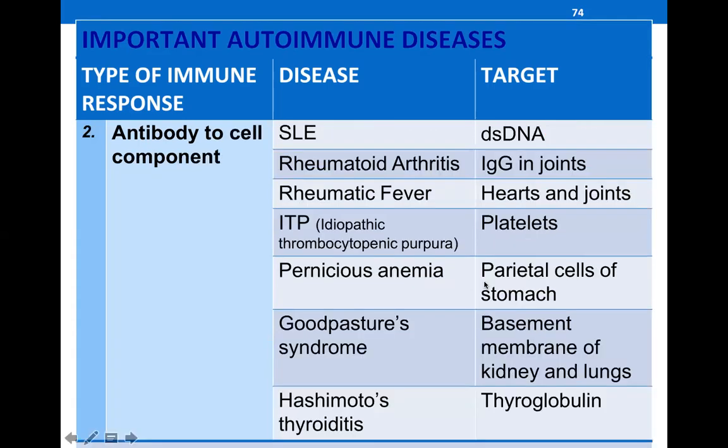Let's go now to antibody to specific cell component. Your SLE, double-stranded DNA, that's the target. Your rheumatoid arthritis, IgG in joints. Your rheumatic fever, not just the joints, but this one would actually involve the rheumatic heart disease. ITP, or the idiopathic thrombocytopenic purpura, its target is actually platelets.